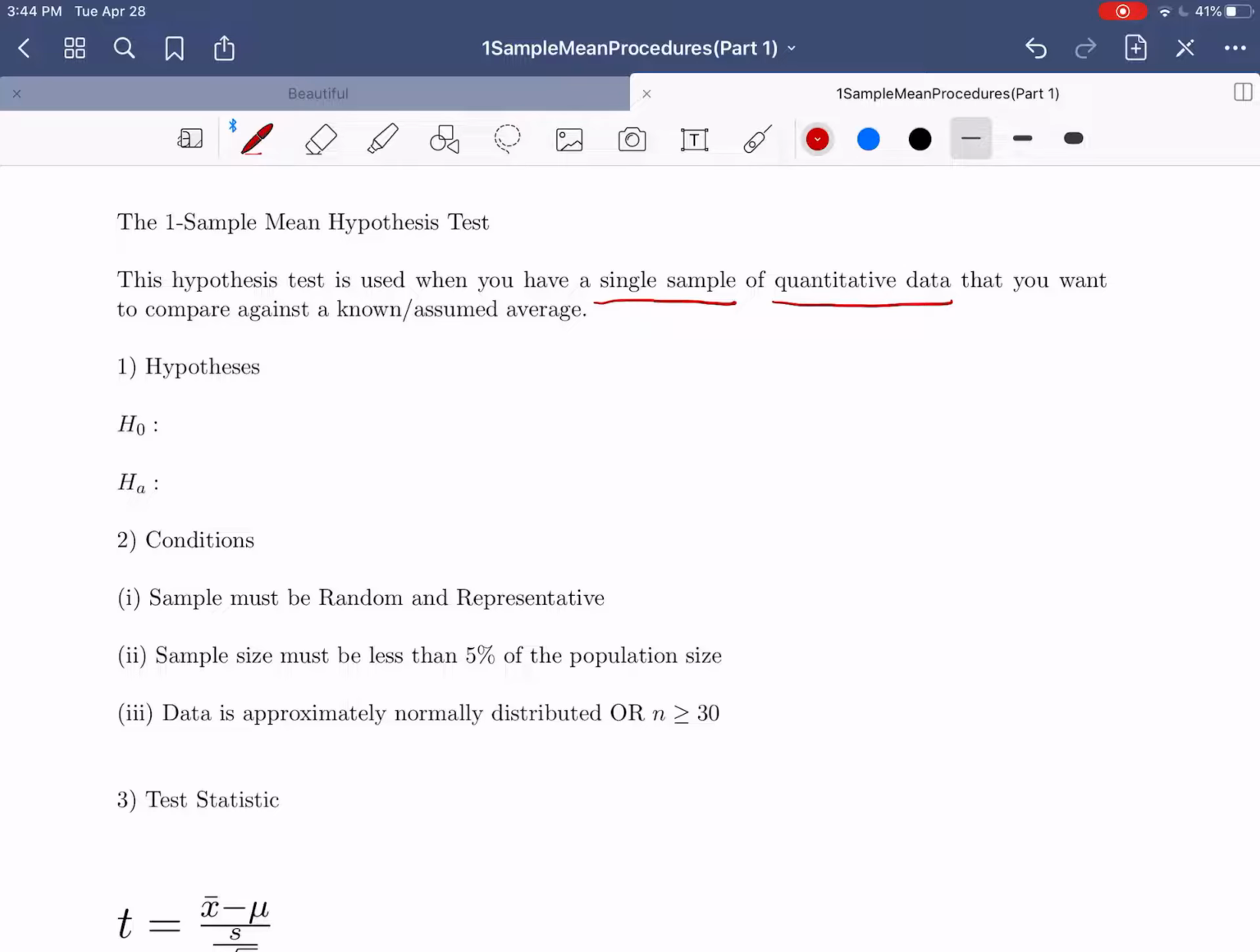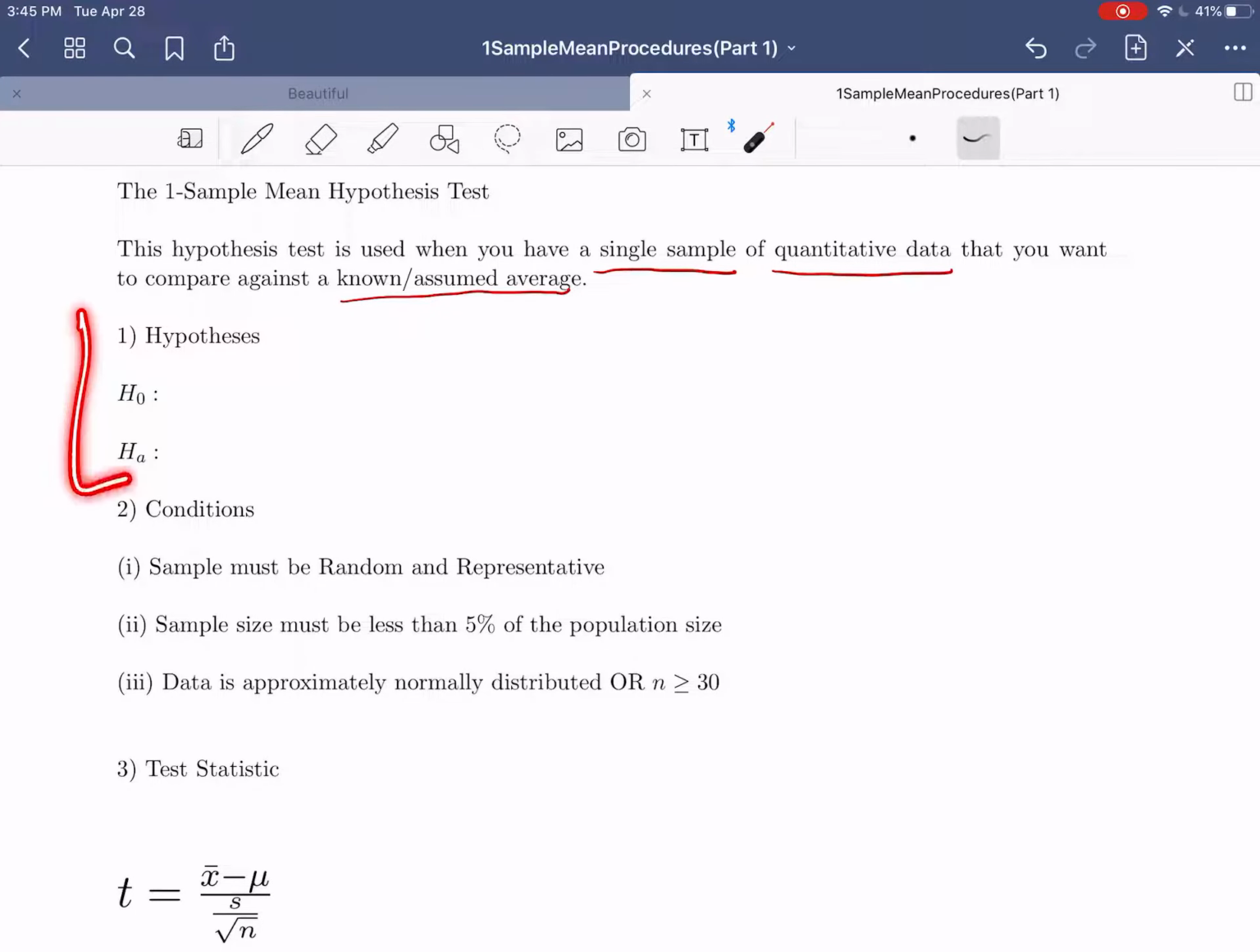A good way, of course, to be tipped off that something is quantitative is you see mentions of words like average or standard deviation. Those are terms that only apply when we're working with something quantitative. And we want to compare it against a known or assumed average. So the one sample mean hypothesis test basically allows us to take a set of data, and compare the average of that sample against a known or assumed average that we already believe is correct. Okay, so those are the couple of things that you should pick out for helping identify this sort of hypothesis test. So let's get into the steps here.